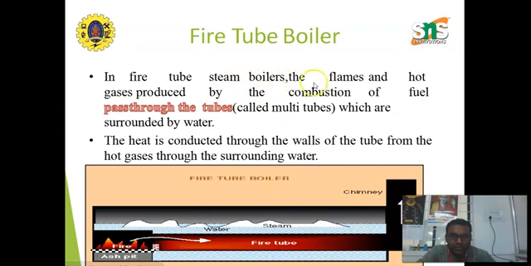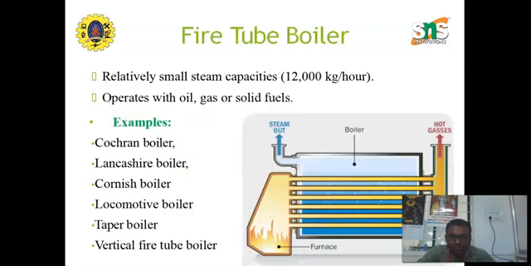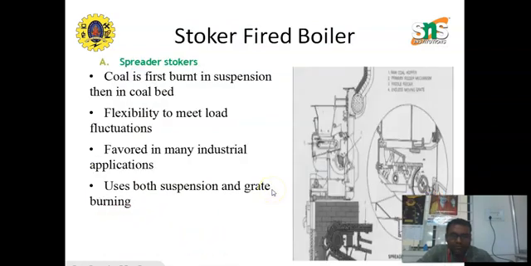In fire tube steam boilers, the flames and hot gases produced by the combustion of fuel pass through the tubes called multi-tubes, which are surrounded by the water. The heat is conducted through the walls of the tube from the hot gases to the surrounding water. It has a relatively small steam capacity, for example about 12,000 kg per hour. Operates with oil, gas or solid fuels. Examples are Cochran boiler, Lancashire boiler, Cornish boiler, locomotive boiler, Tapper boiler, vertical fire tube boiler.